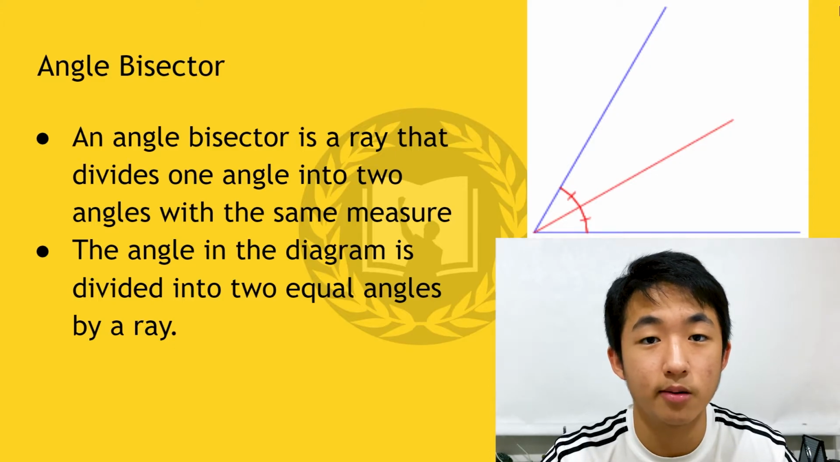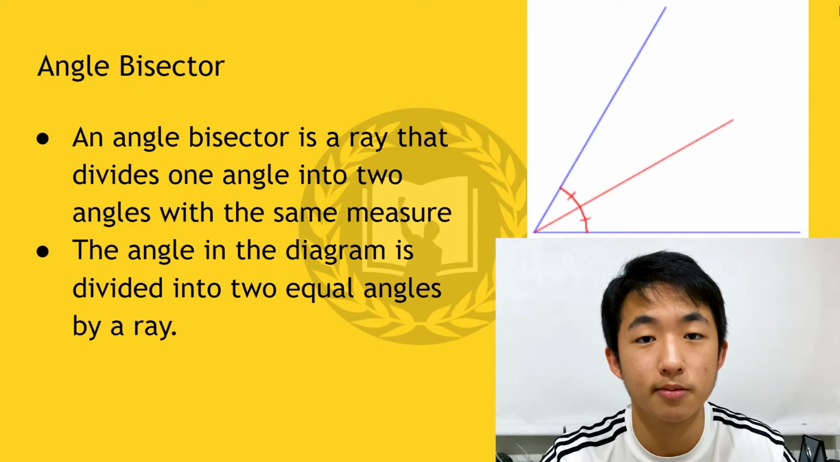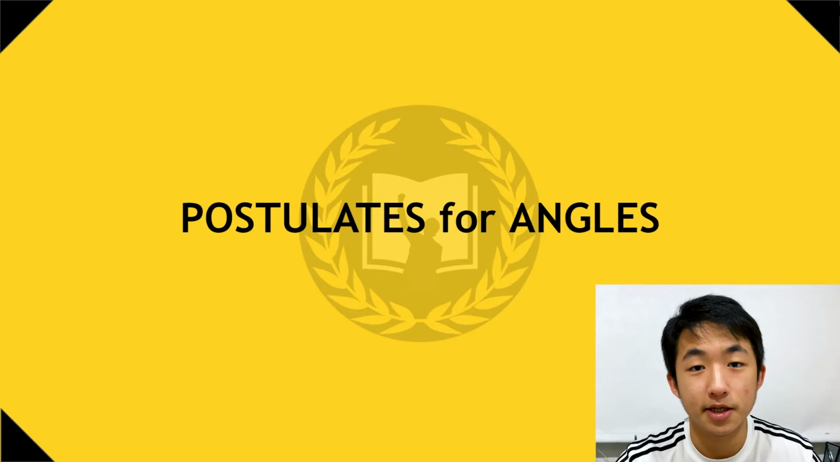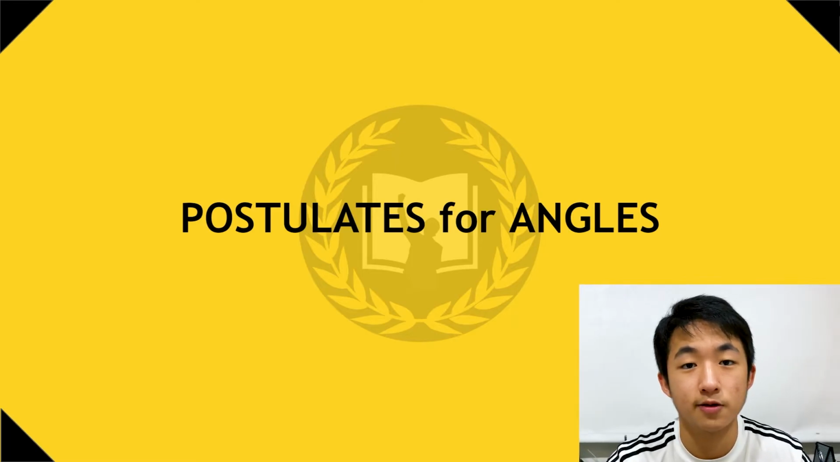As seen in the diagram on the right, the angle is split into 2 congruent angles by a ray. This ray is an angle bisector. Alright, now that we've covered basic angle pairs, let's move on to postulates for angles.